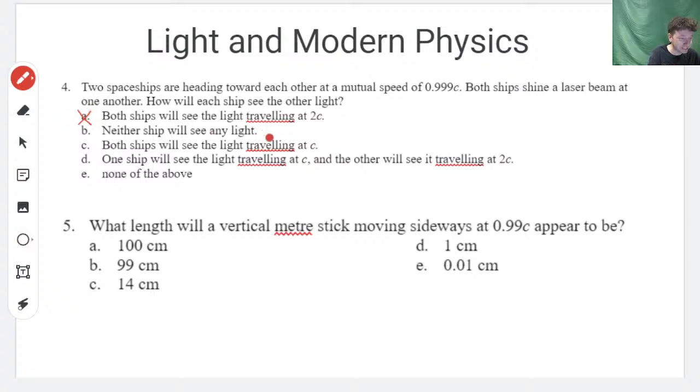Neither ship will see any light. No, they should see it. There we go. Both ships will see the light traveling at c. I don't even need to read these two. They're wrong. Okay.